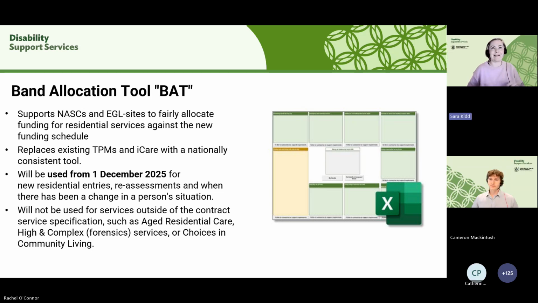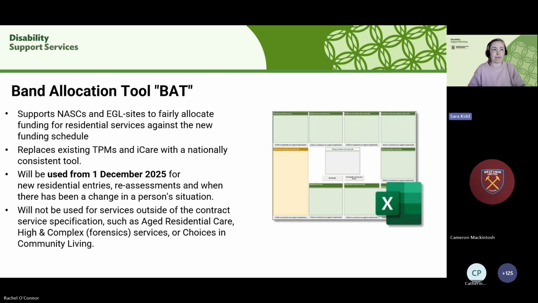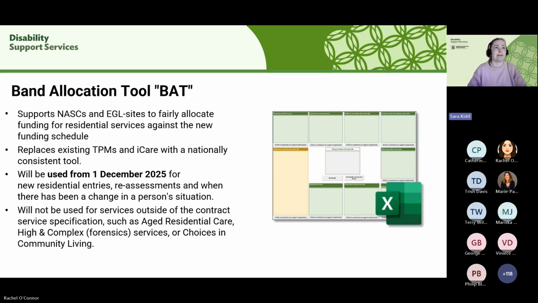Kia ora everyone, my name is Sarah and I'm just going to take you through the band allocation tool, or what we often refer to as the BAT. So the BAT is a tool that supports the NASCs and EGL sites to fairly allocate funding for residential services against the new funding schedule. It will replace the existing TPMs and iCare with a nationally consistent tool.